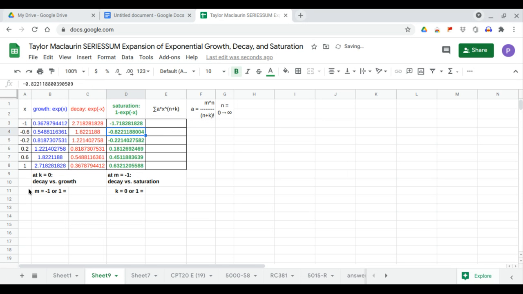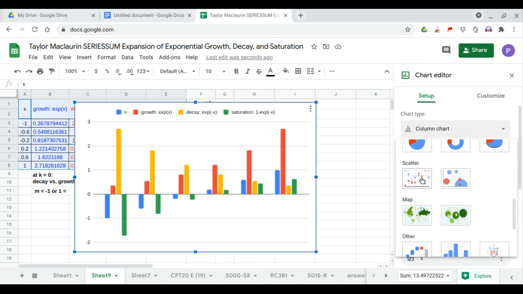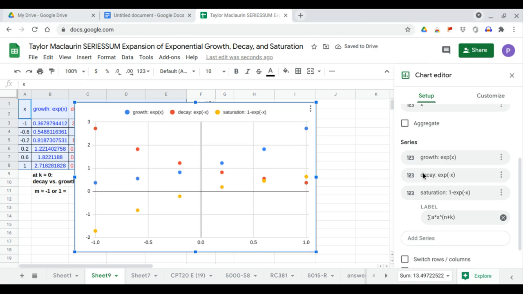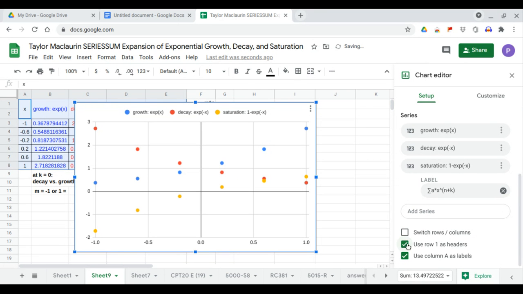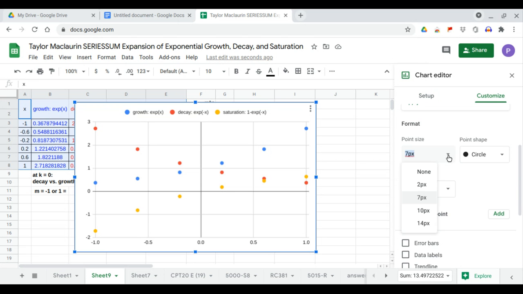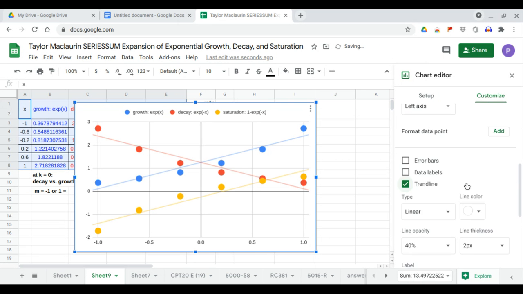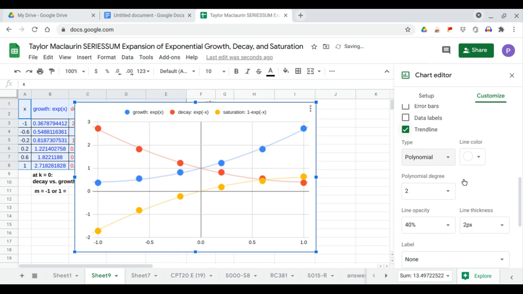And this is growth. And we'll chart this. Insert chart. We'll use scatter chart, and use row 1 as header and column A as label. We customize our series. All series, the point size will be maximum. And use trend line to approximate polynomial to the 6th degree, and show the equation as label.